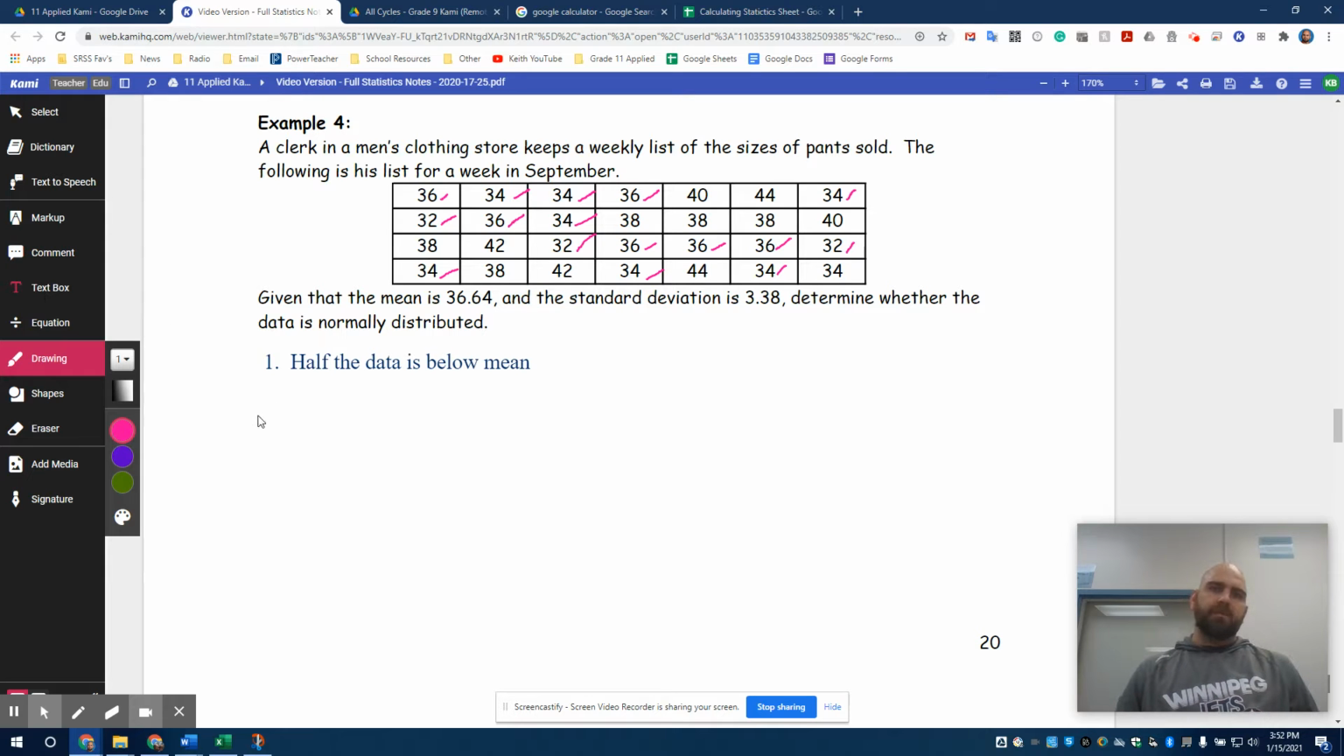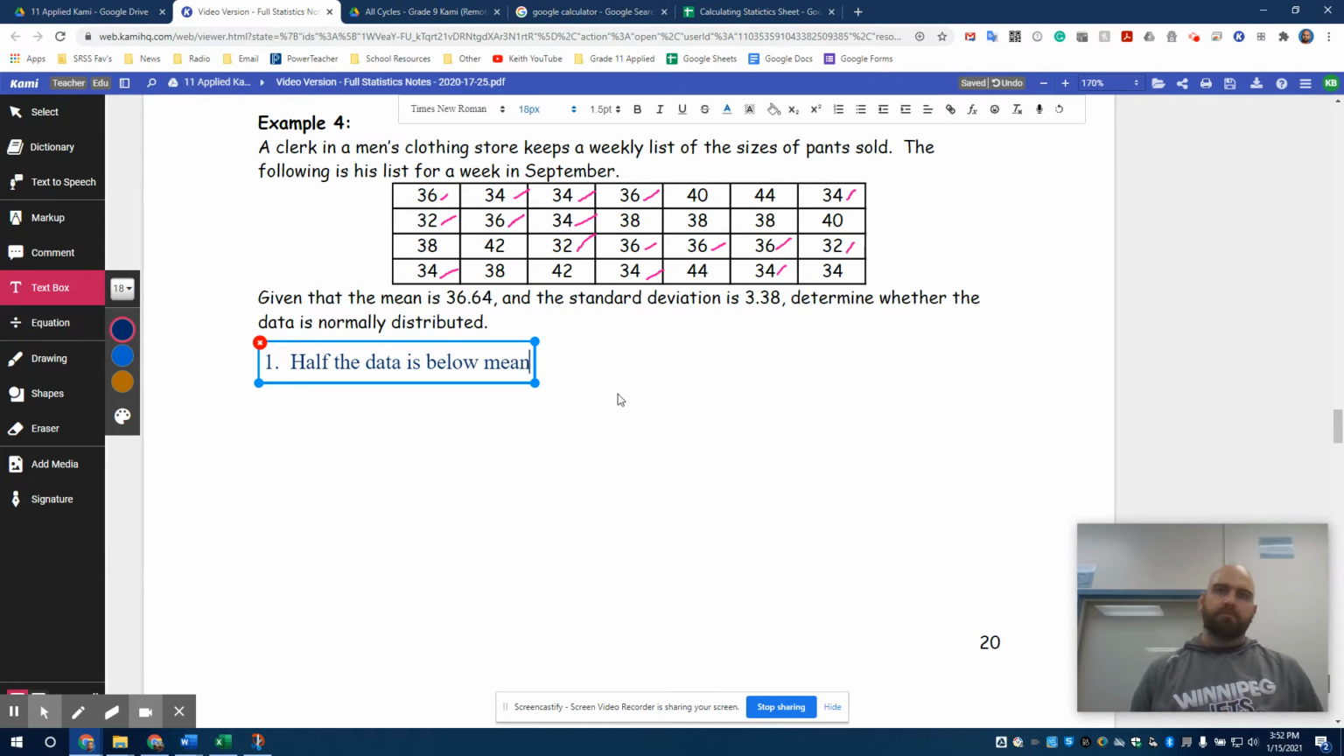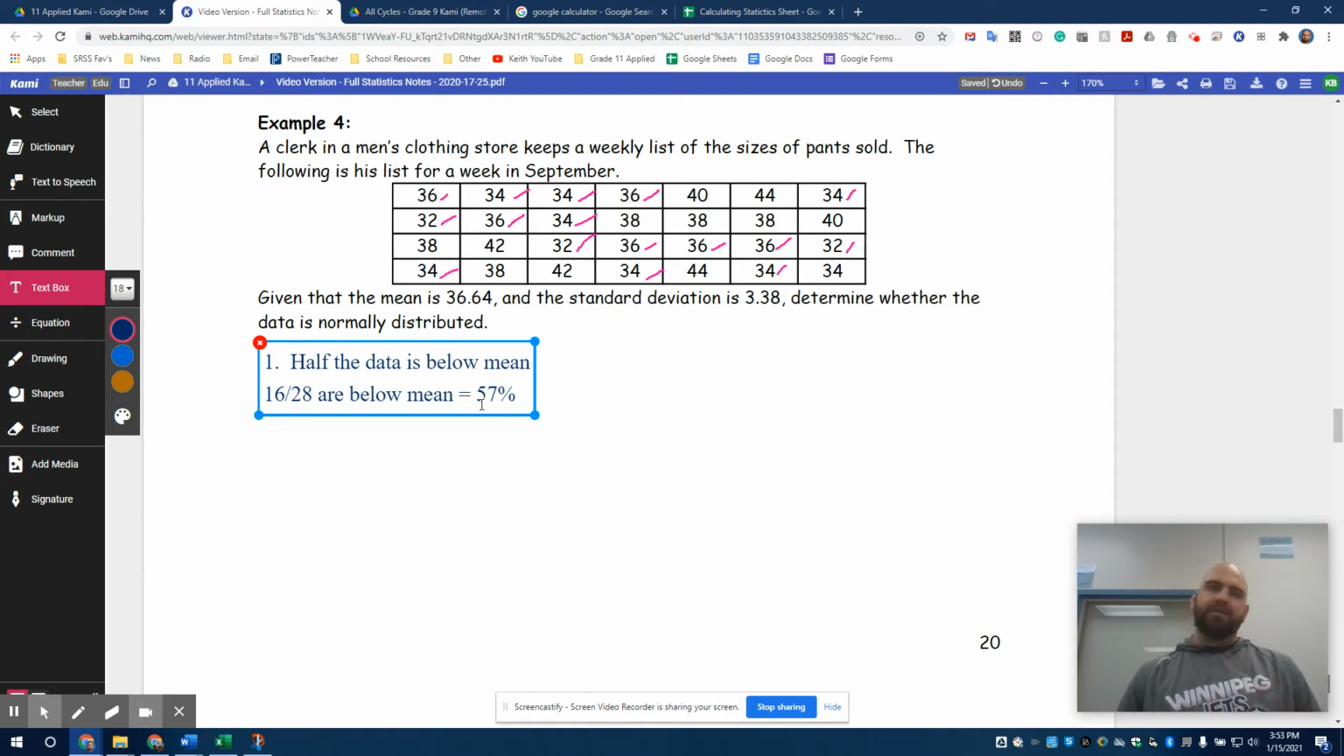All right, so 16 of them are below the mean. It also helps that we know 16 out of the total 28 are below the mean. We'll just quickly do some calculations here, 16 divided by 28. This is 57% of the data that is below the mean. Well, that's kind of telling us already that it's probably not going to be normally distributed.